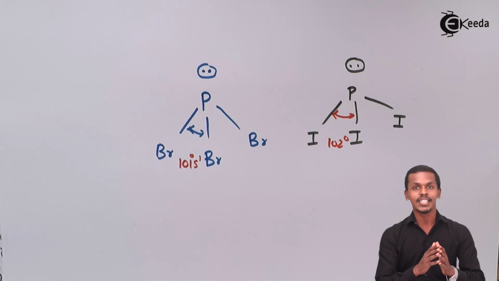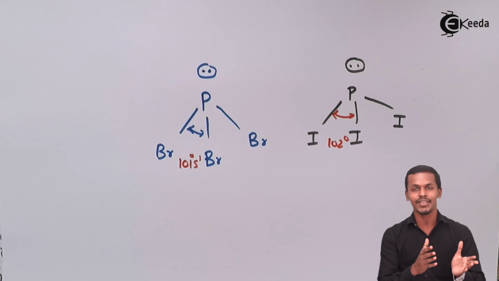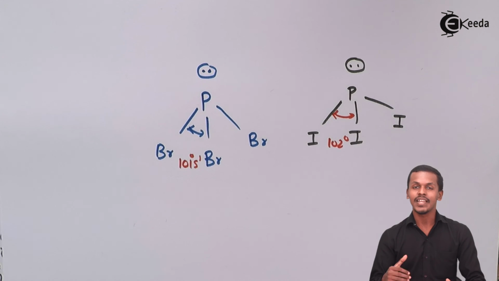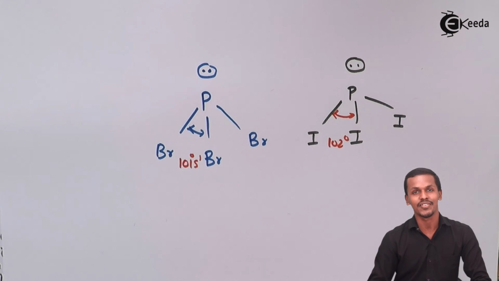As we move from PF3 to PI3, the bond angle actually increases, from 97 to about 102, but still, whereas we expected it to be 109 degrees 28 minutes, it has been reduced because of the VSEPR theory that we have understood and because of the lone pair that we discussed in our earlier lecture.